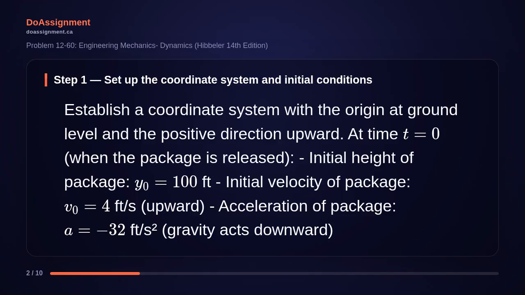Let's set up a coordinate system with the origin at ground level and upward as positive. When the package is released, it starts at 100 feet above the ground with an initial upward velocity of 4 feet per second. Gravity causes a downward acceleration of 32 feet per second squared.